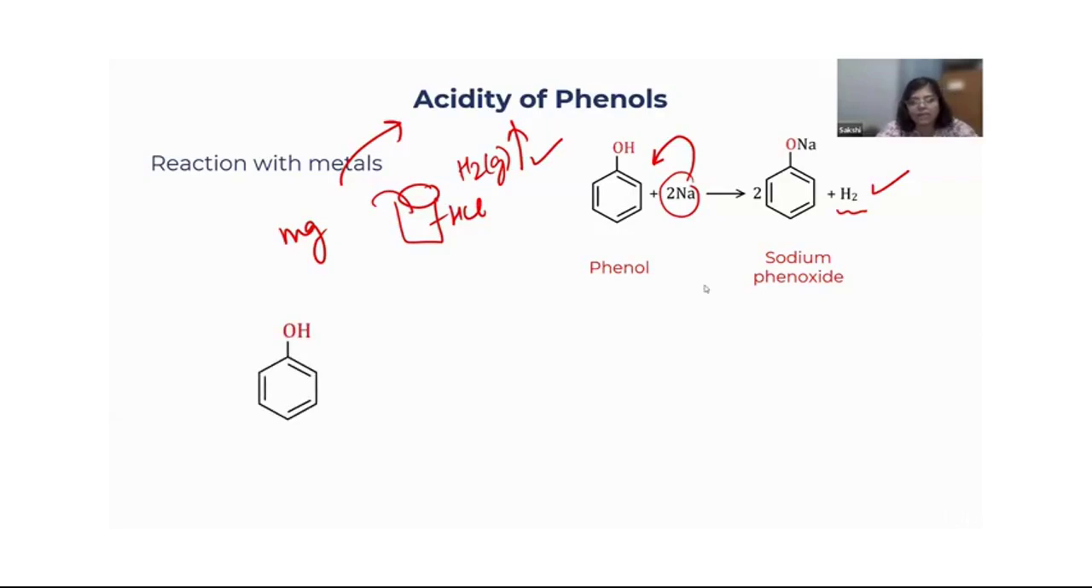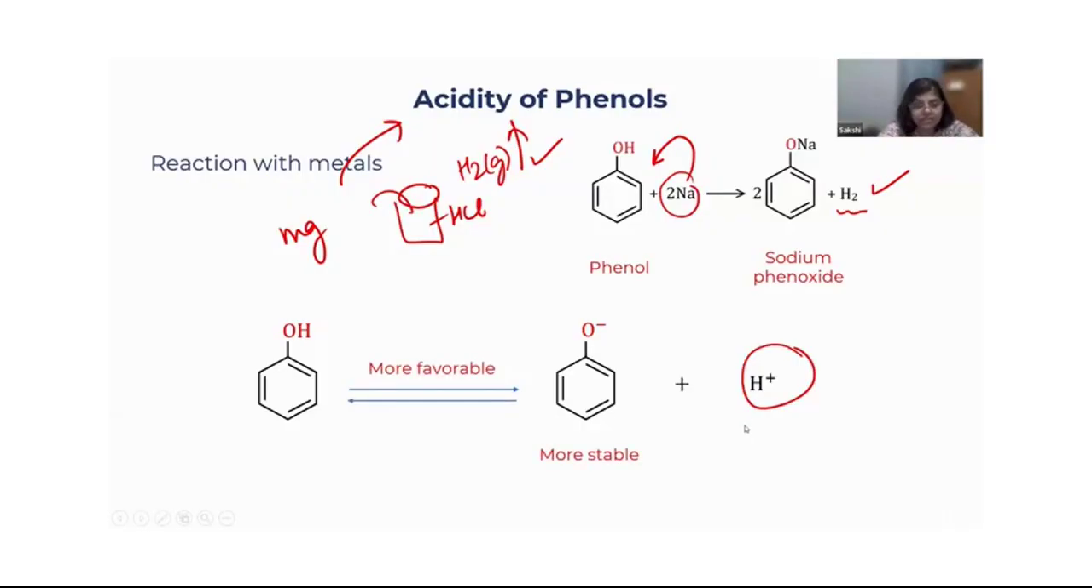Let us see what is happening here. What is an acid? An acid is someone who releases H plus ion. So the faster it releases H plus ion, the better acid it is. Now, what does this acidity depend upon? Let us see. This is a reversible reaction.